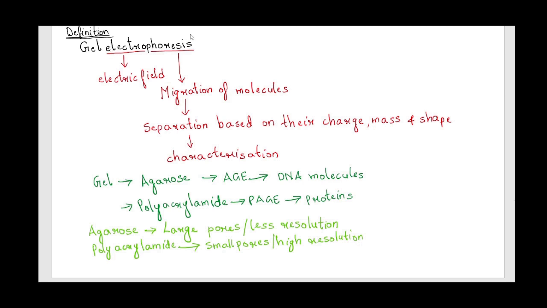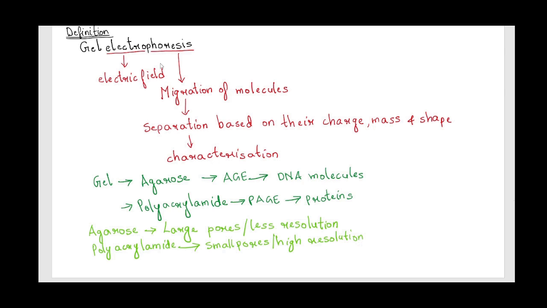So look at this word electrophoresis. Here electro means electric field and phoresis is a Greek word which means migration. In this context, it will be migration of molecules. When the molecules migrate, they can be separated based on their charge, mass and shape. Once they get separated, we can characterize them.